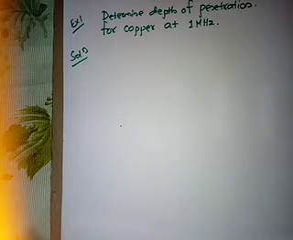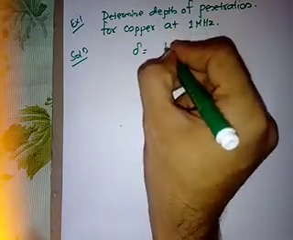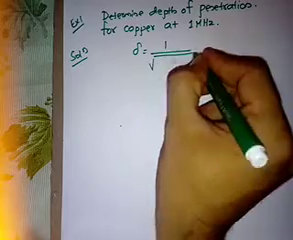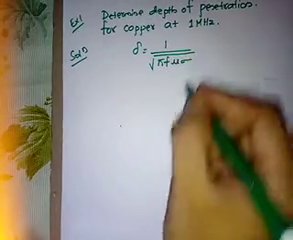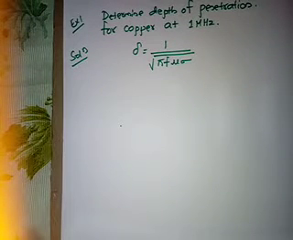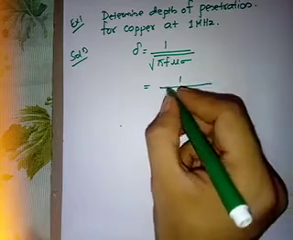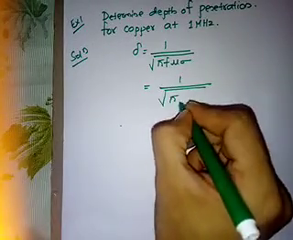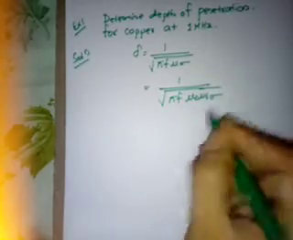So copper is a good conductor, is it not? So the depth of penetration for a good conductor is given by delta is equal to 1 upon square root of pi f mu sigma. Just now we derived the equation. The depth of penetration or skin depth for good conductors is given by delta is equal to 1 upon square root of pi f mu sigma. What is mu? Mu is mu naught into mu r, this into sigma.